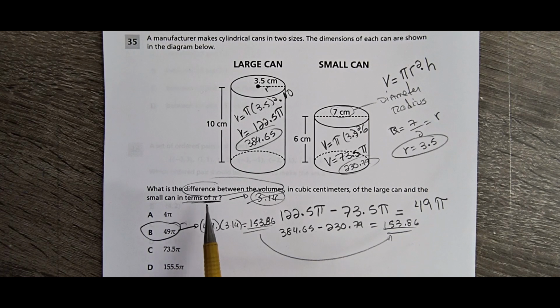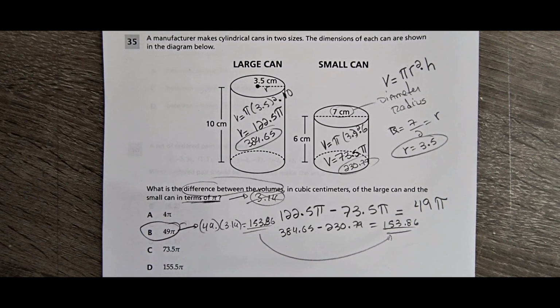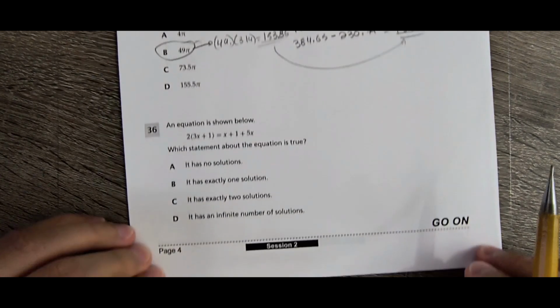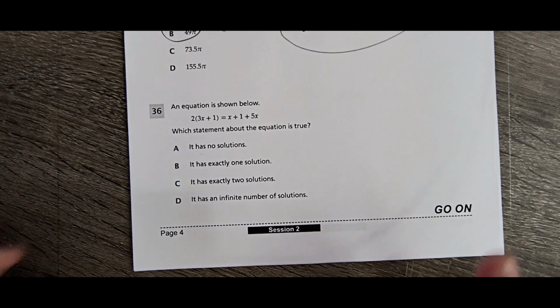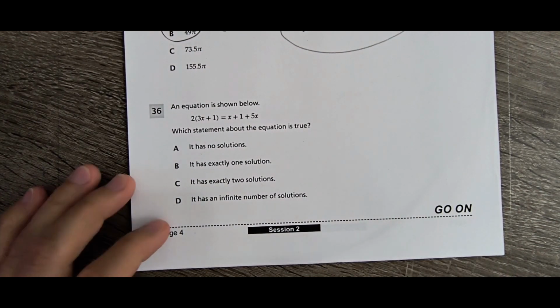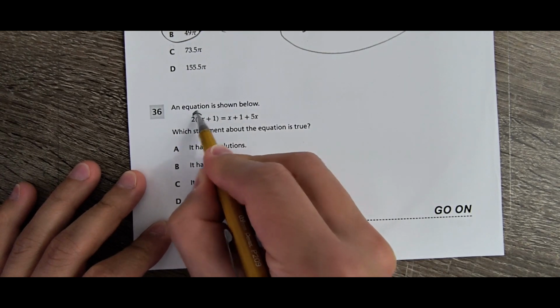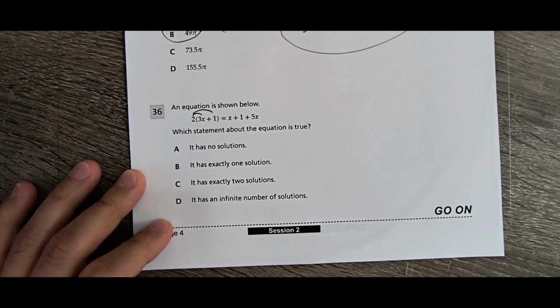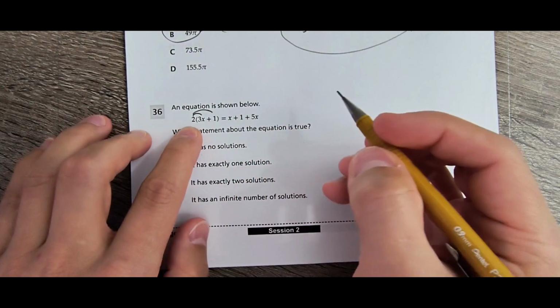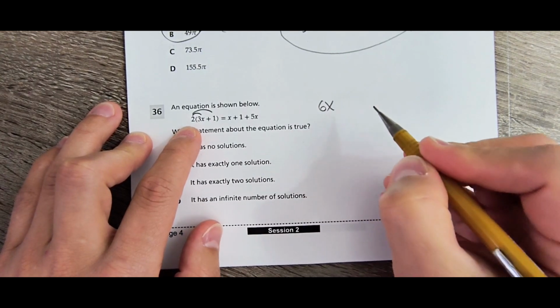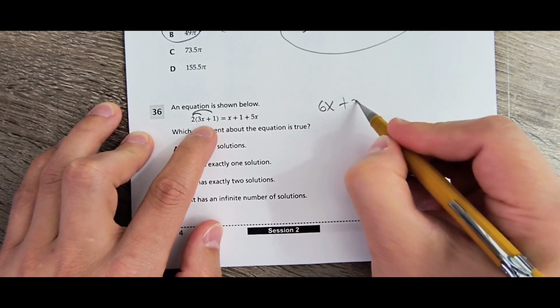All right, 36 now. 36 is a very easy problem. It's just an equation that you have to solve, and as you can see here, we need to use the distributive property. 2 times 3x will give me 6x. 2 times 1 will give me 2. And that is equal to x plus 1 plus 5x.